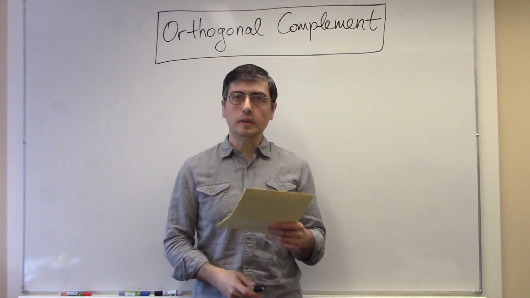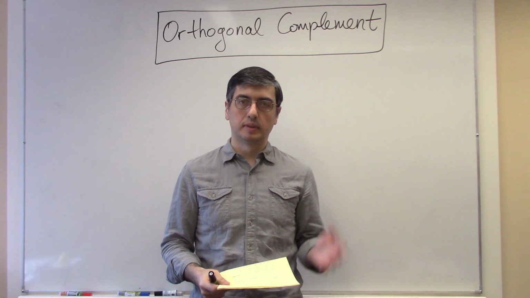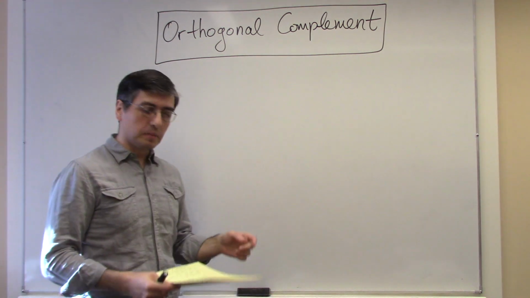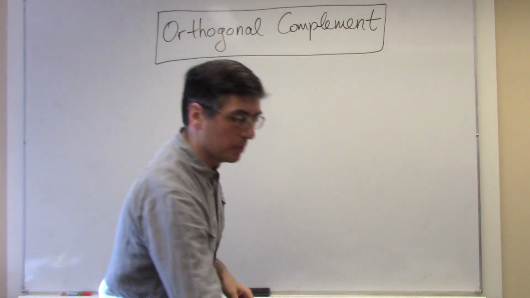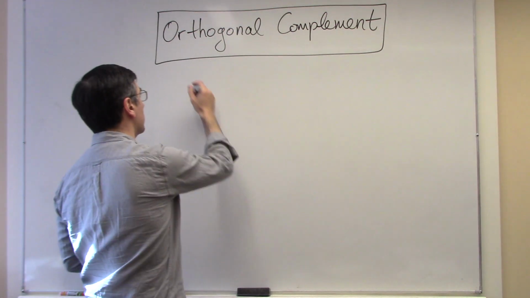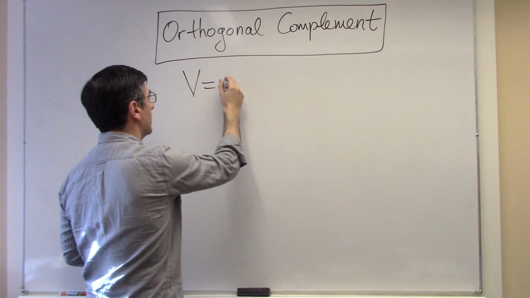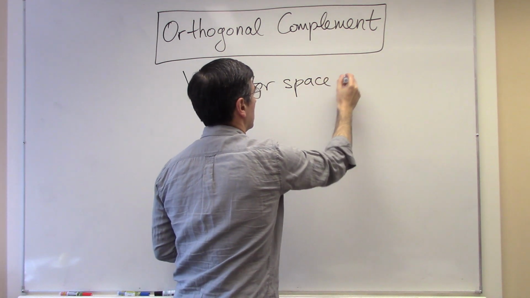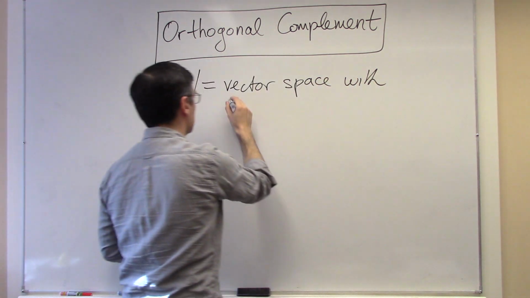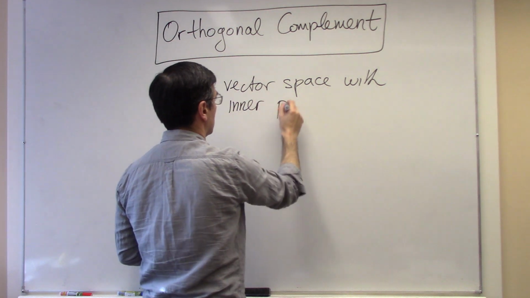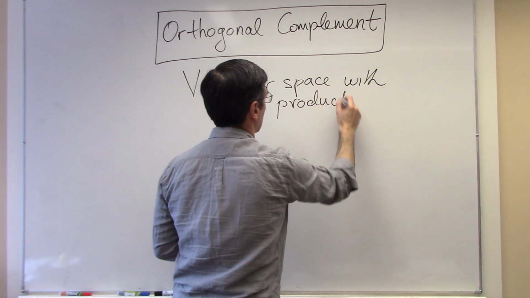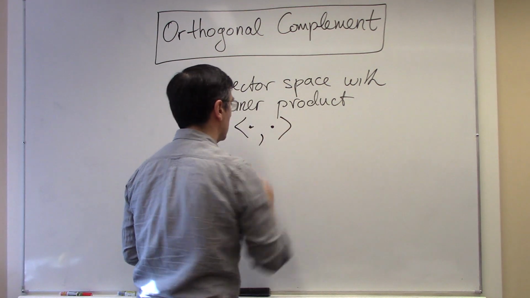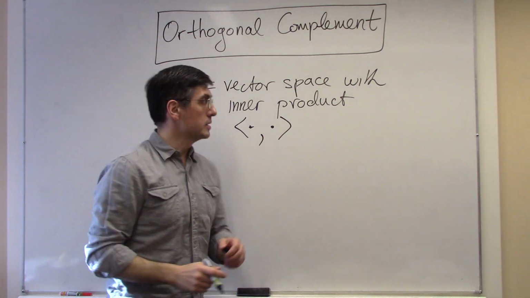Hello. So the first video lecture will be on orthogonal complement, and the setup is the following. V is a vector space with inner product, which, as usual, I will denote by these angled brackets.